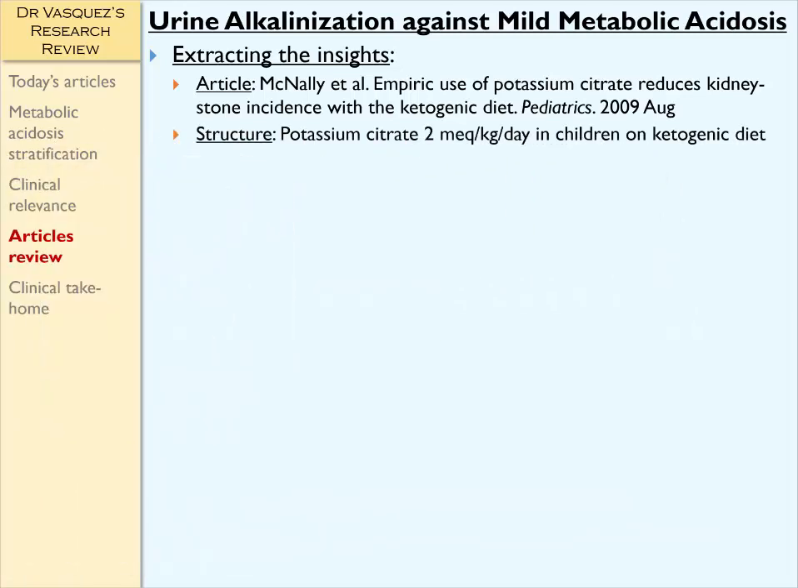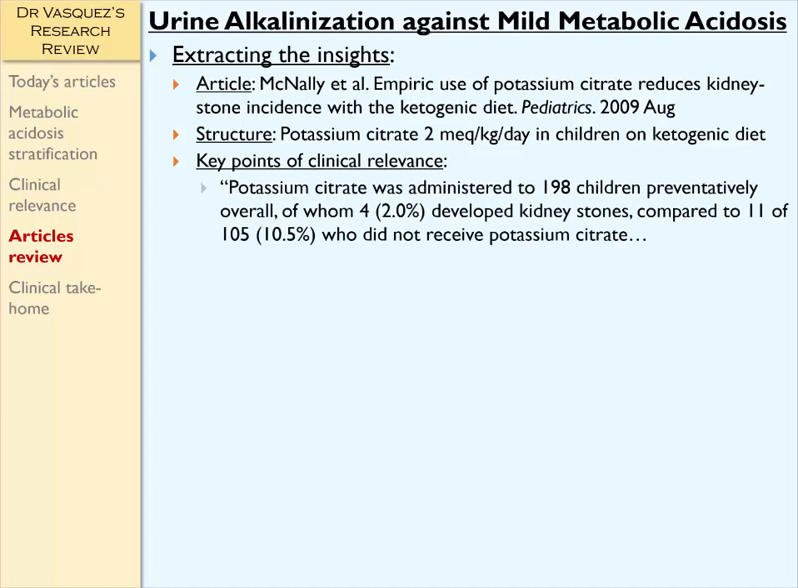This study included the administration of potassium citrate, 2 milliequivalents per kilogram per day in children on the ketogenic diet for refractory epilepsy. The key points of clinical relevance include potassium citrate was administered to 198 children preventatively overall, of whom 2% developed kidney stones compared to 10% who did not receive potassium citrate. So very clearly that shows that potassium citrate helps to prevent kidney stones in patients taking a ketogenic diet.